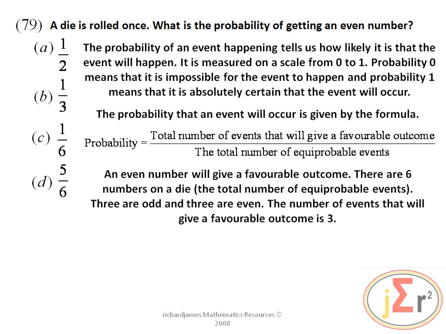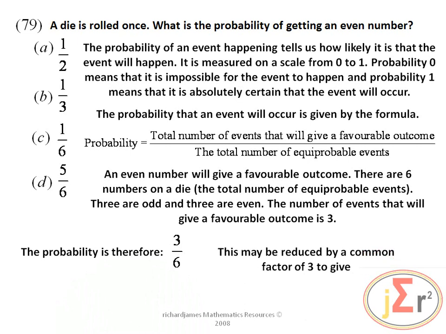3 of the 6 numbers on the die are odd and 3 are even. The number of events that will give a favorable outcome, which will give us an even number, is therefore 3. So the probability is 3, the number of even numbers on the die, because each even number will give us a favorable outcome, over 6, the total number of equiprobable events. There are 6 numbers on the die. Each one has an equal probability of occurring.